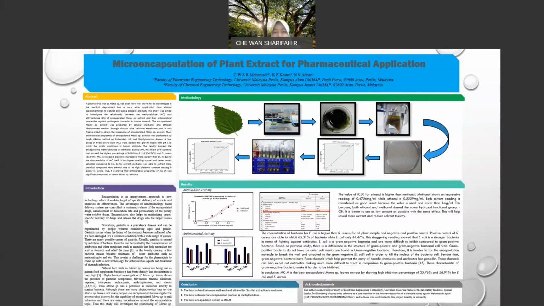In this project, we also try to understand the correlation between phytochemicals from Morus species with the antimicrobial activity against certain human pathogens such as E. coli and also Staphylococcus aureus. These two different bacteria are quite common in the gastrointestinal tract of human beings.